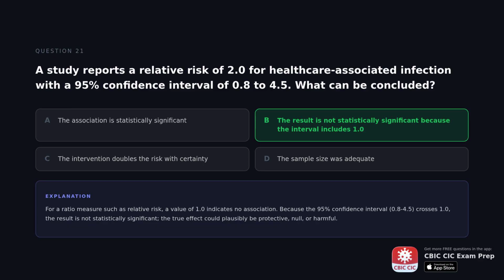The correct answer is, the result is not statistically significant because the interval includes 1.0. For a ratio measure such as relative risk, a value of 1.0 indicates no association. Because the 95% confidence interval 0.8 to 4.5 crosses 1.0, the result is not statistically significant. The true effect could plausibly be protective, null, or harmful.